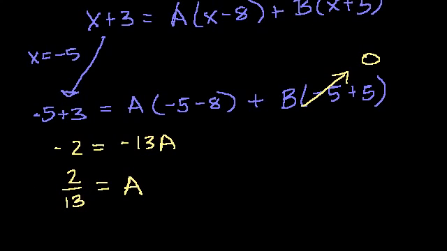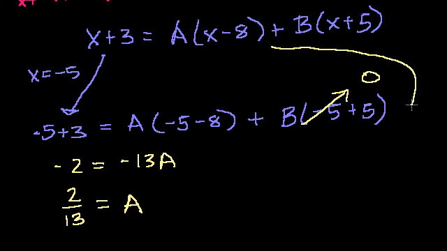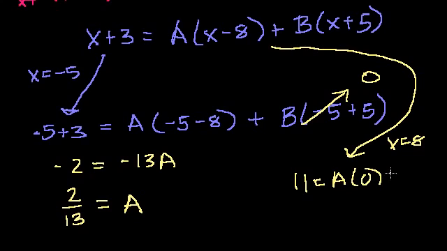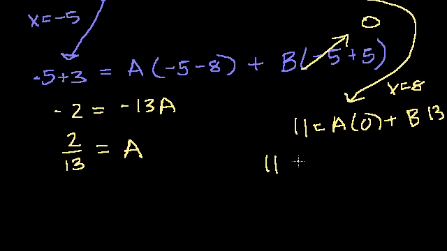And now we can do the same thing up here and get rid of the a terms by making x equal to 8. If x is equal to 8, you get x plus 3, which is 11, is equal to a times 0 plus b times, what's 8 plus 5? 13. The b looks a bit like a 13. And then you get 11 is equal to 13b. Divide both sides by 13. You get b is equal to 11 over 13. So we were able to solve for our a and our b.